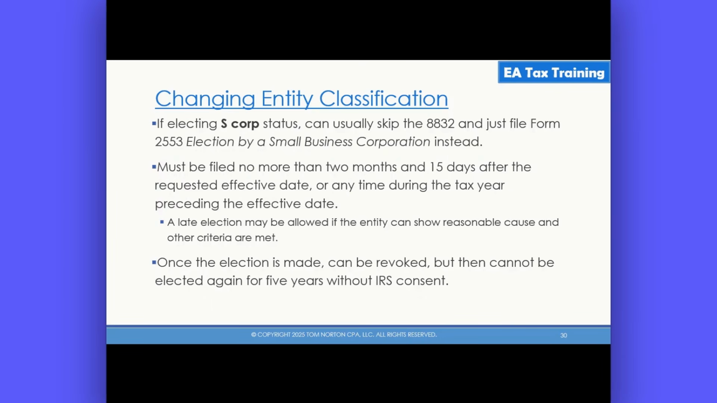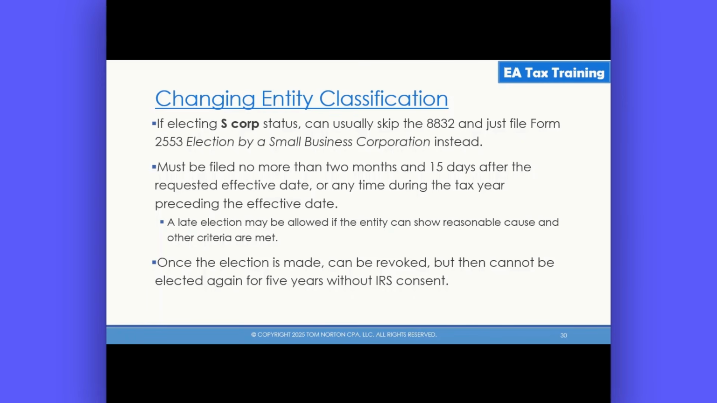The S Corp election must be filed no more than 2 months and 15 days after the requested effective date, or any time during the tax year preceding the effective date. So again, if you got a calendar year entity, they want this as of January 1st of 2024, they have to make that election by March 15th of 2024.